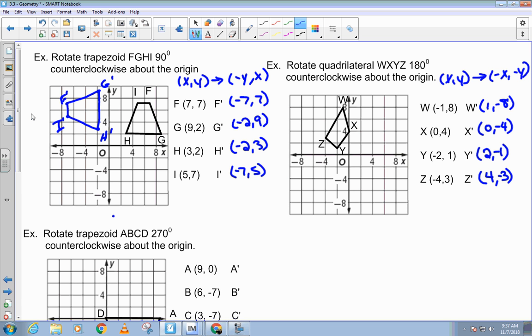So we have 1, negative 8, which is down here. There's W prime. We have 0, negative 4. I was plotting the wrong one. 0, negative 4. That one right there. 2, negative 1. There's Y prime. And Z prime is 4, negative 3. So now I'm rotating that one 180 degrees.